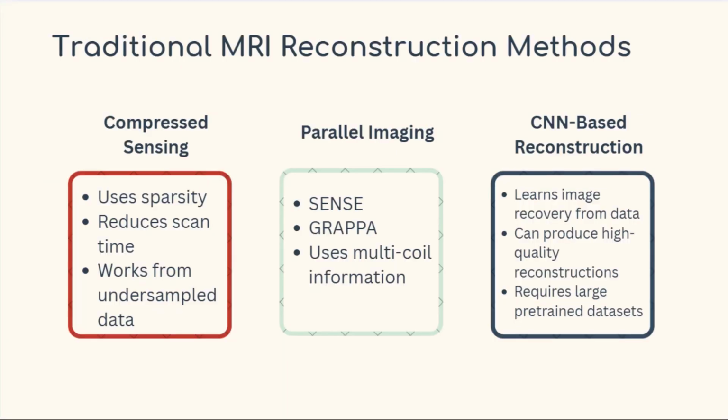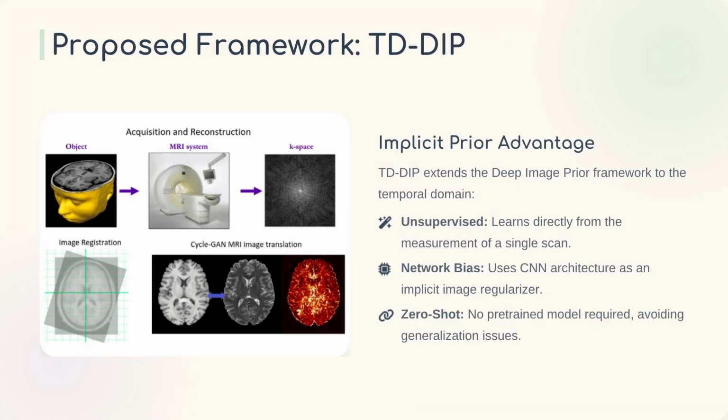Traditional approaches such as compressed sensing and parallel imaging methods like SENSE and GRAPPA reconstruct images from undersampled measurements. More recently, supervised deep learning methods using convolutional neural networks, or CNNs, have shown strong performance. However, these methods require large pre-trained datasets and may not generalize well across different imaging settings. Our project focuses on time-dependent deep image prior proposed by You and colleagues.